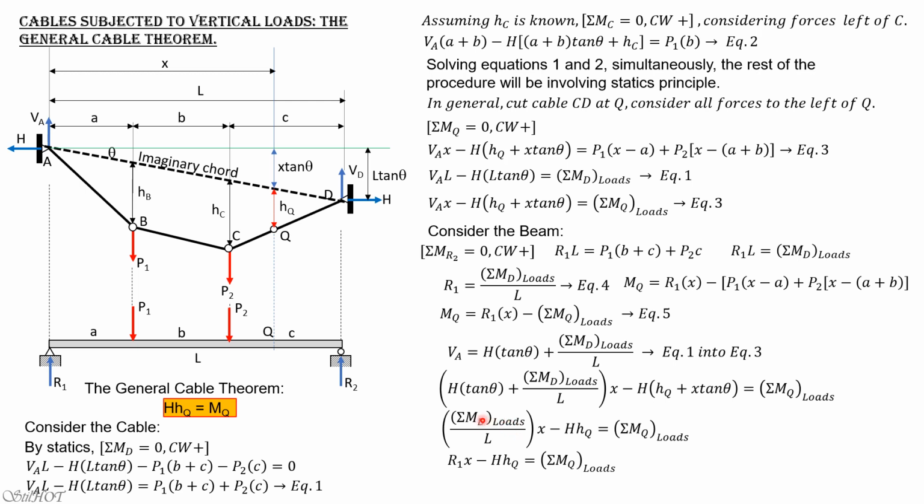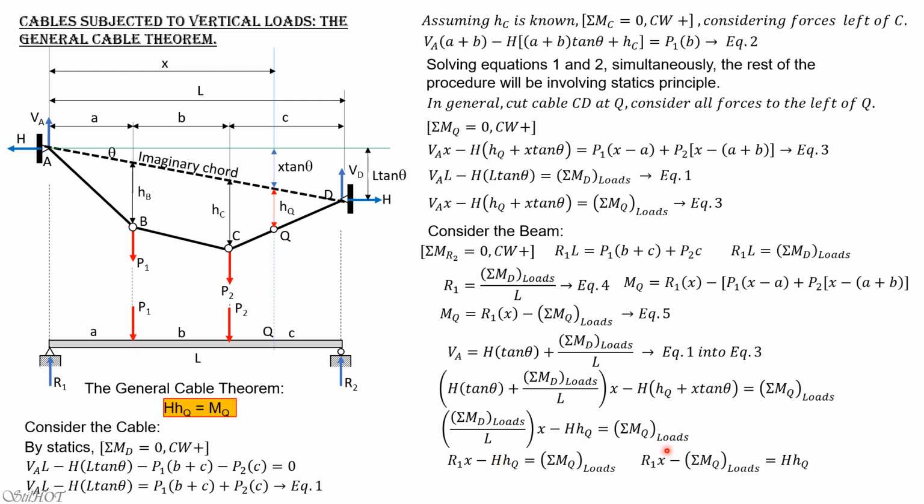So we interpret this expression as simply R1. Then we have X, this is R1 from this equation here, times X minus capital H times H sub Q equals summation moment about Q due to the loads. So R1X minus summation moment about Q due to the loads we interpret as MQ, and that is equal to H times H sub Q.